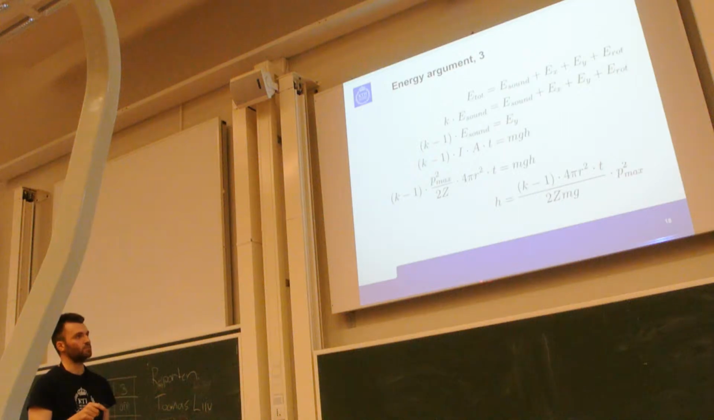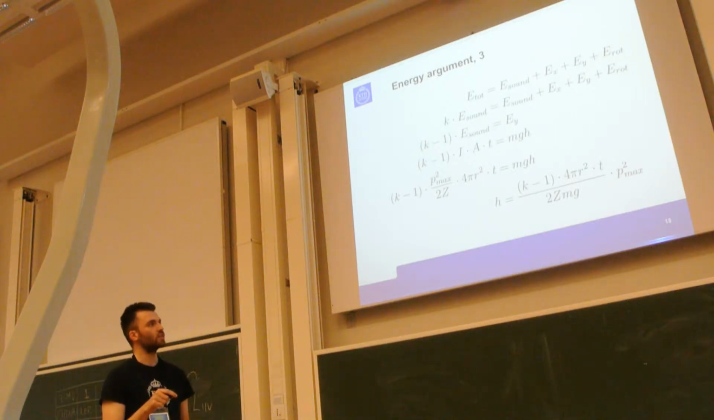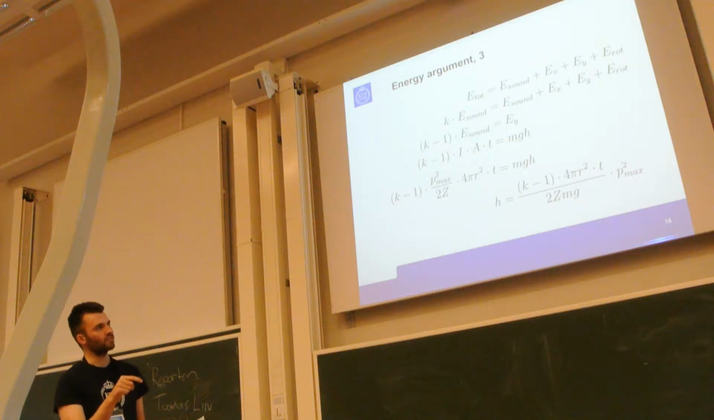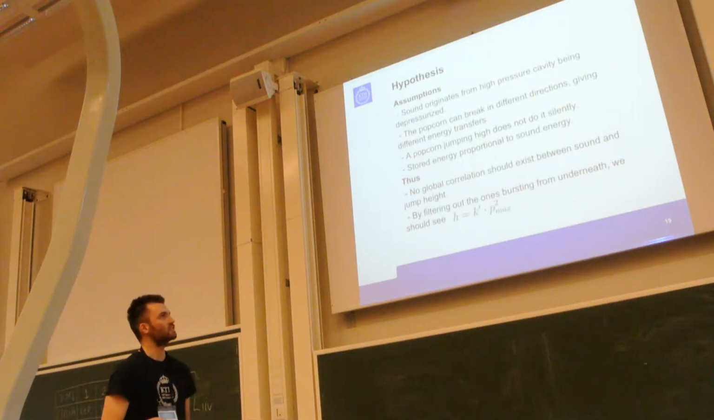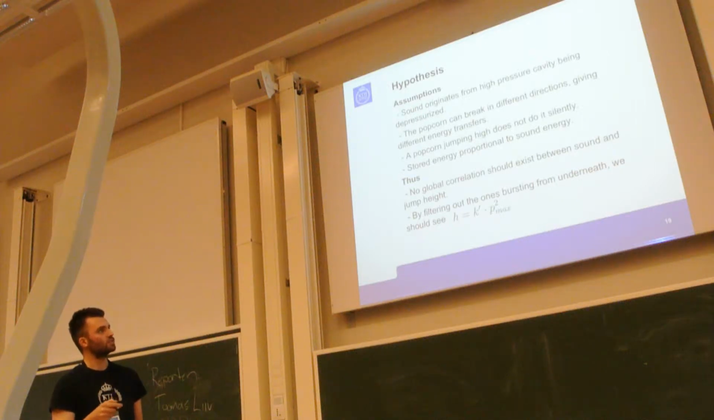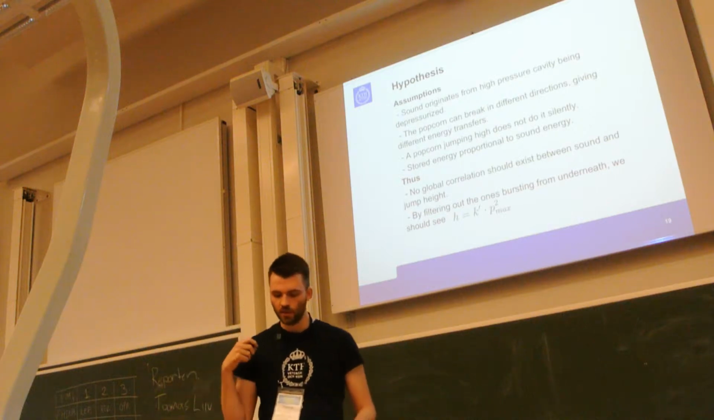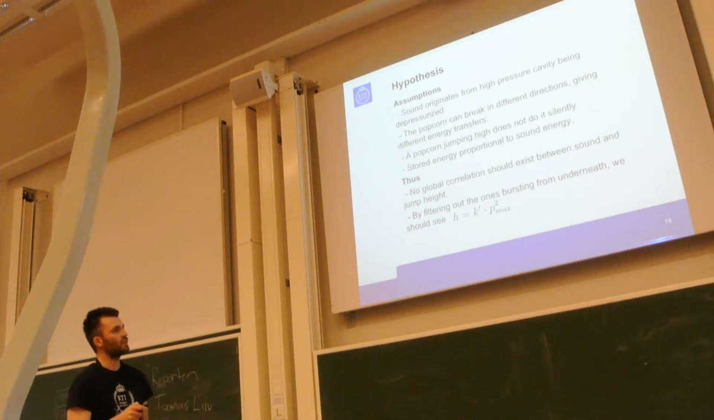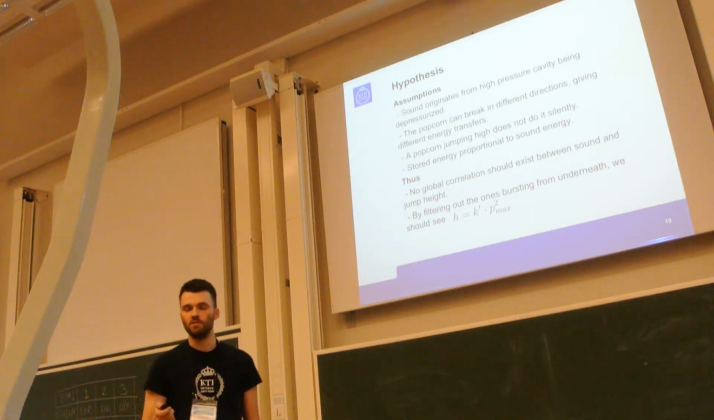Given these assumptions, we get this relationship: the height is related to the maximum amplitude of the sound signal, by squaring it and multiplying with this factor. So these are our assumptions, and based on them, there should be no global correlation, but by filtering out the ones that burst on the side, we get a linear relationship between the height and the square of the maximum amplitude of the sound.